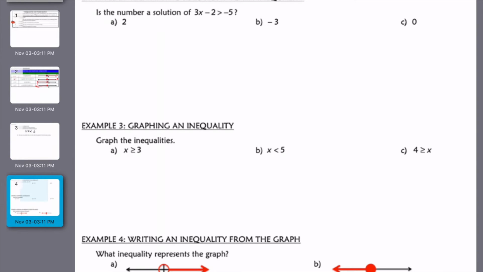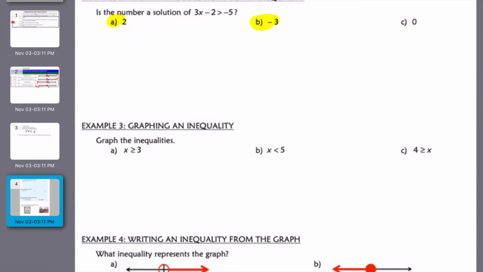Example number 2, identifying solutions to an inequality. So when I try to identify solutions, what I need to do is plug in those values for my variable, and then I try to see if my inequality remains true. Okay, so we'll do A and B.